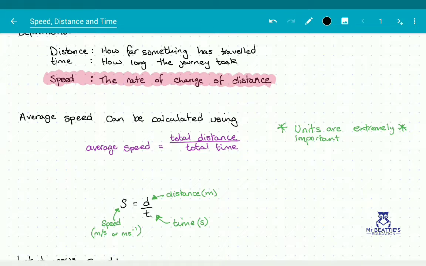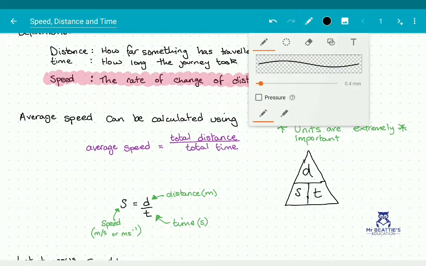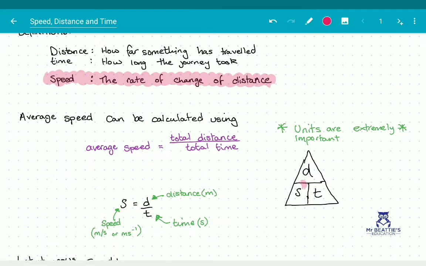Now, when we're rearranging this, you are more than welcome to continue using the triangle that you may have seen elsewhere in maths, to help you rearrange that. When you've got speed, distance, time, and you want to work out speed, you cover that up, and what you're left with is distance divided by time. Or you cover up time and you'd be left with distance divided by speed. That's totally fine to get you used to it, not a problem at all.